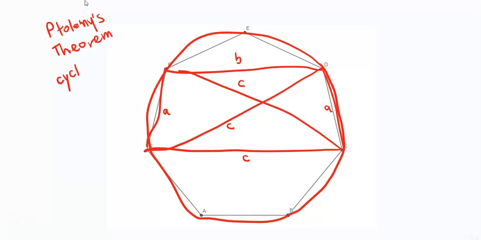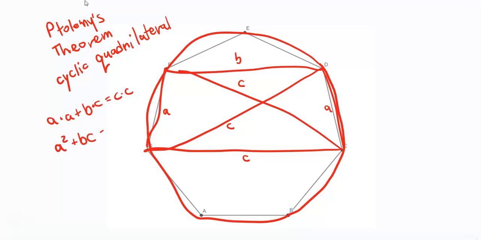Ptolemy's theorem says if we have what's called a cyclic quadrilateral inside a circle, so cyclic quadrilateral is a quadrilateral inside a circle, we can set up this way. We can take A times A, the opposite sides, plus B times C, and that will equal the product of the diagonals, C times C. So we'll get A squared plus BC equals C squared. Well, if we do a little algebra, we subtract BC from both sides, we get A squared equals C squared minus BC. Factor out a C, and A squared equals C times C minus B. I'm going to go off to the side and write it.